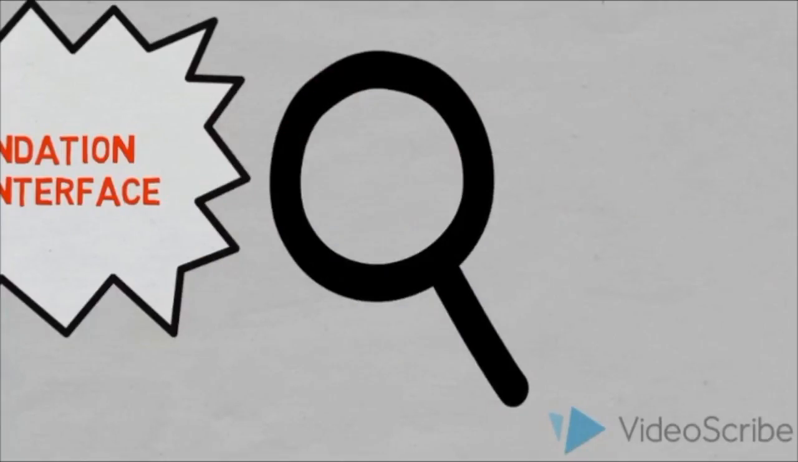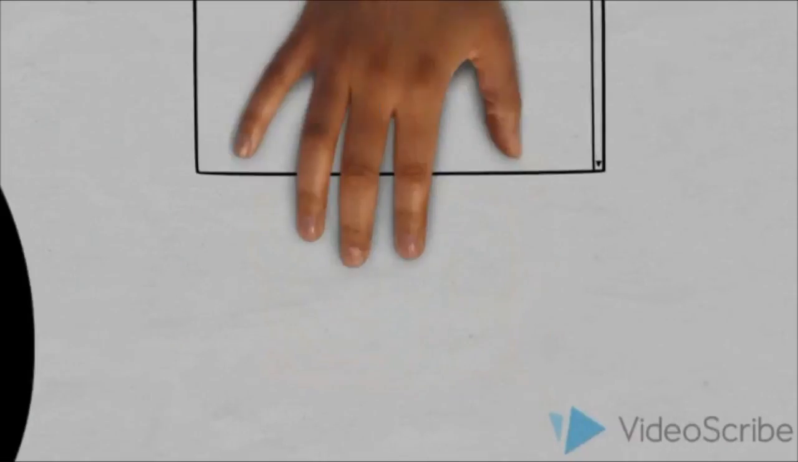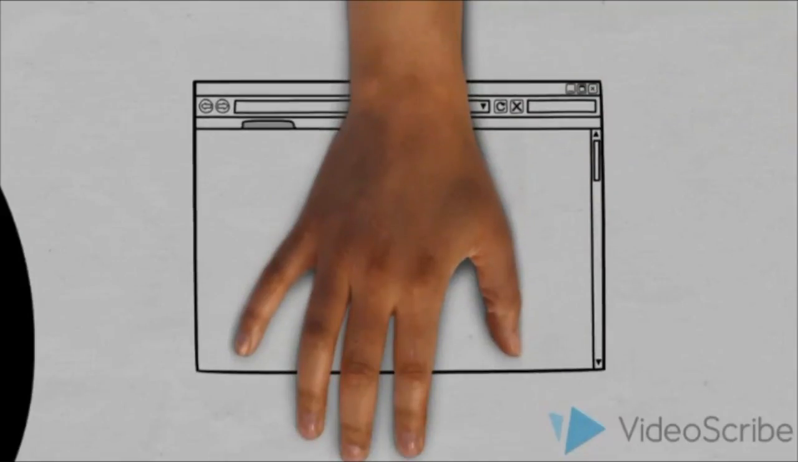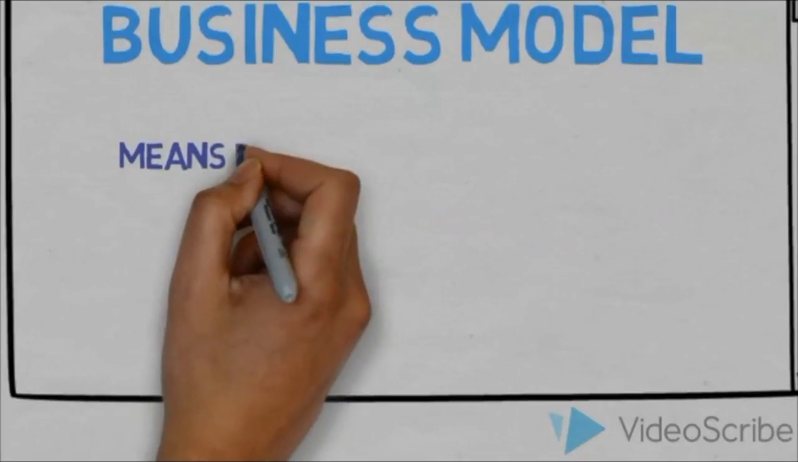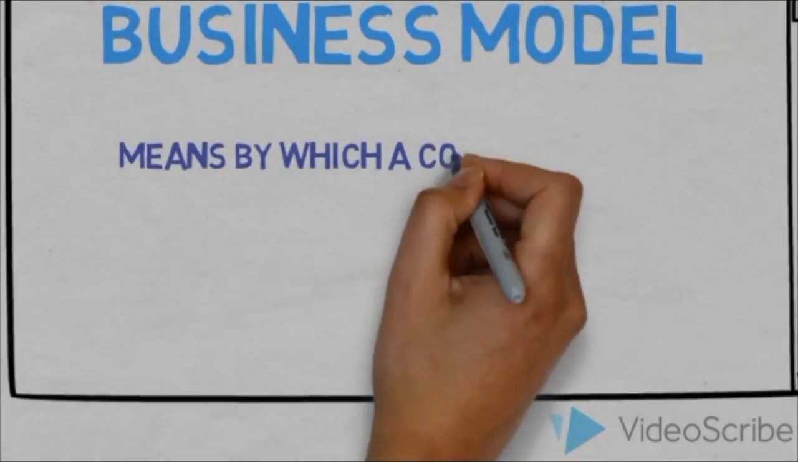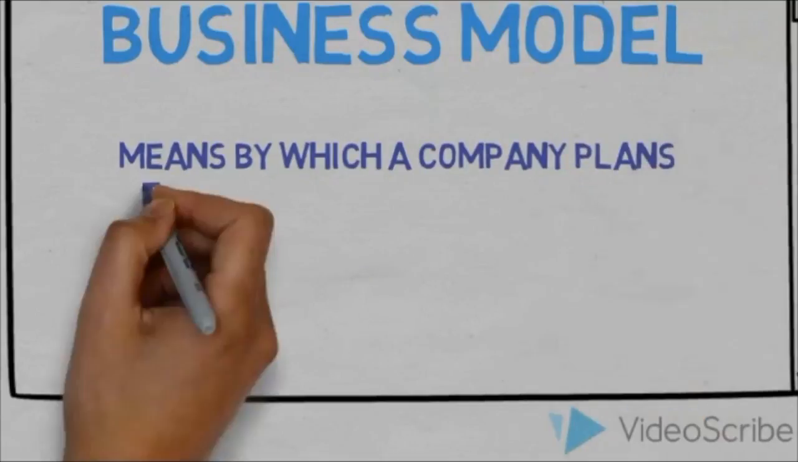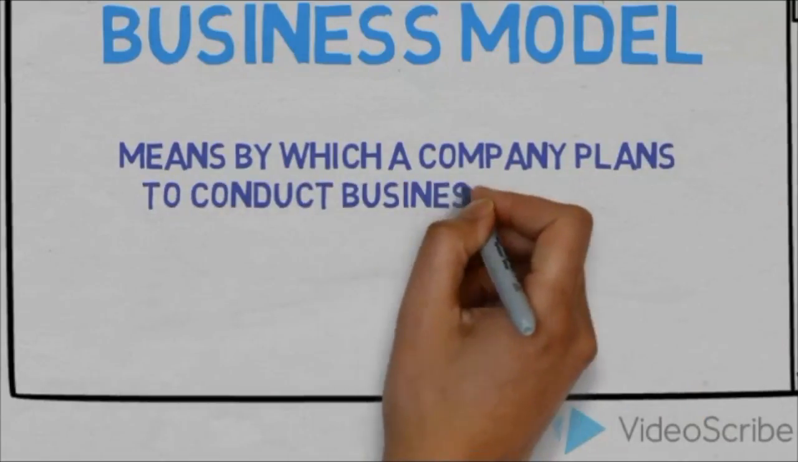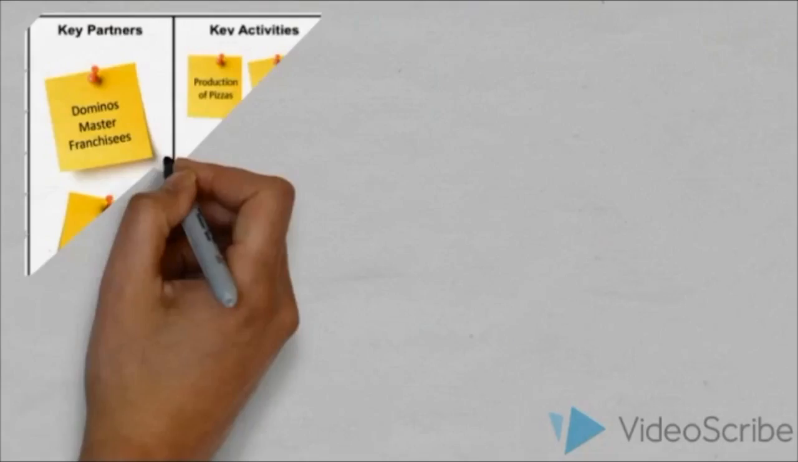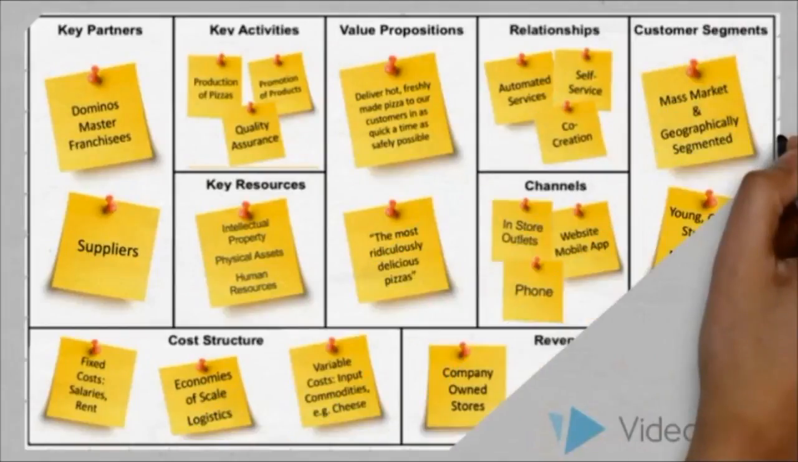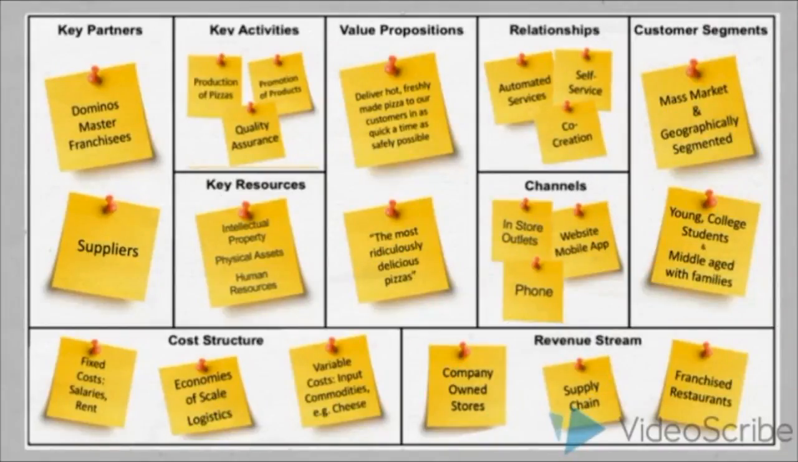Firstly, we are going to have a look at the business model. So, what is a business model? It is generally defined as the means by which a company plans to conduct business and make a profit. It is a process of defining, designing, and delivering value. The business model canvas is represented by 9 different elements as shown on the screen. We are now going to cover the most significant ones of those.